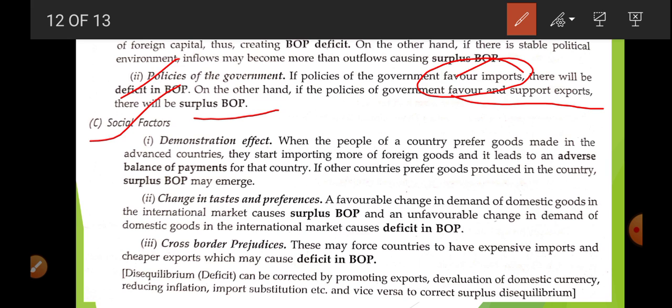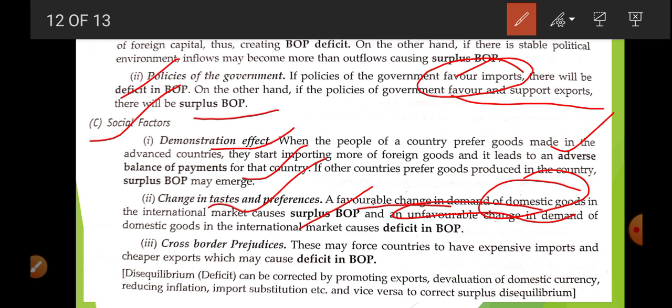Now social factors: demonstration effect, that is, we are going to copy the lifestyle of developed countries. In this case there will be an adverse effect on balance of payment, and there will be a deficit. Now, changes in taste and preference. If there is a favorable change for the domestic good, there will be a surplus BOP. If the change is unfavorable for domestic goods, there will be a deficit in balance of payment.